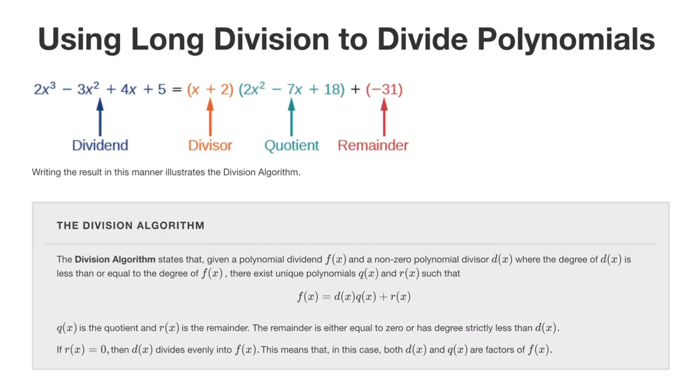So the division algorithm states that given a polynomial dividend, f of x, and a non-zero polynomial divisor, where the degree of the divisor is less than or equal to the degree of the dividend, there exists a unique polynomial q, which is our quotient, and r, which is our remainder, such that f of x equals d times q plus r. The remainder is either equal to 0 or has a degree strictly less than the divisor. If the remainder is 0, then the divisor divides evenly into the dividend. This means in this case, both the divisor and the quotient are factors of the dividend.